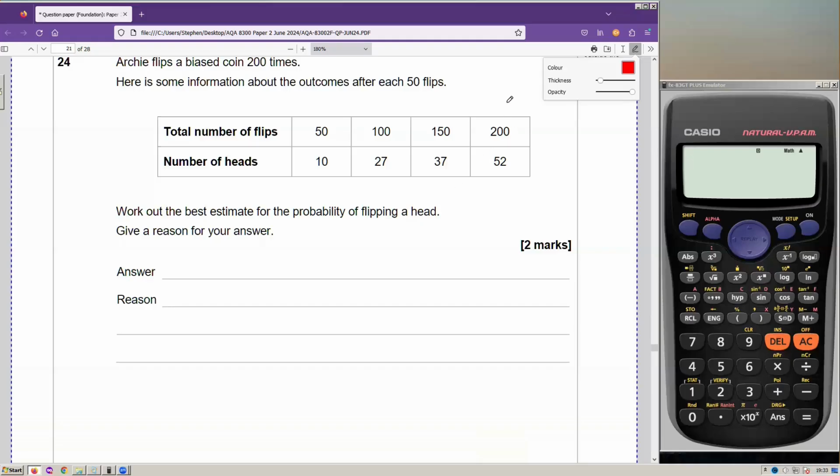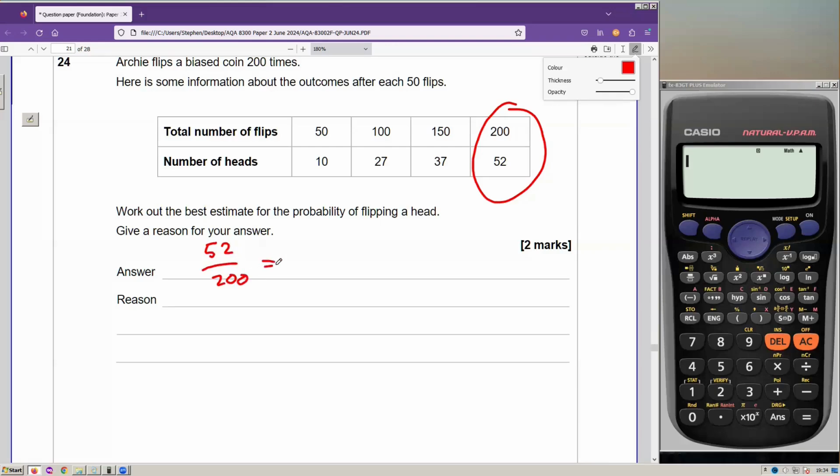Well, you would always pick the most number of flips of the coin, because that's the greatest data. Lower down, we're open to more chance. The more flips we have, the less it's down to just chance. Well, it's all chance in a way, but you know what I mean. Right, okay, so we write that as 52. It came up 52 times out of 200.